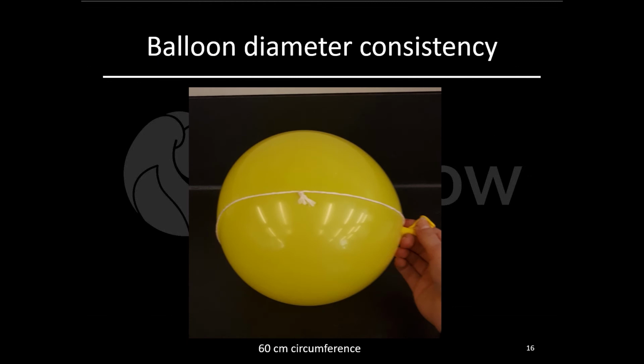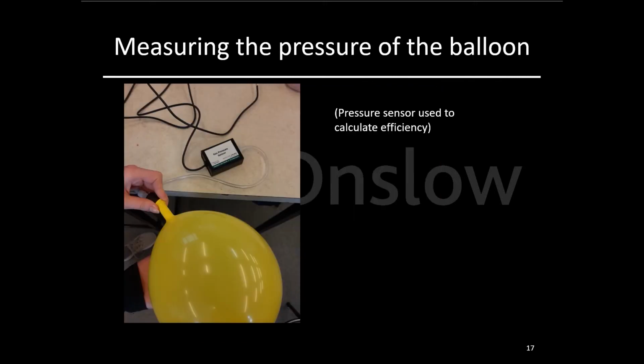We were able to keep our balloon circumference consistent by using a piece of string that was 60 centimeters in length. We were able to measure the pressure of the balloon by using a pressure sensor, and we use this in our next graphs to calculate the efficiency.